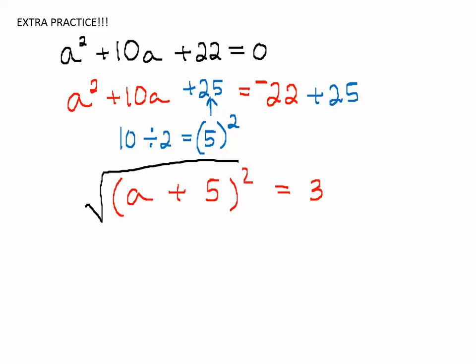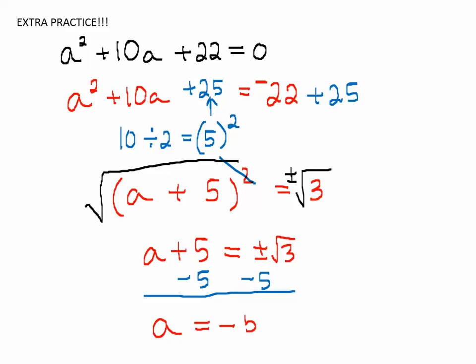Alright, so take a square root of both sides, plus or minus there, cancel that off. A plus 5 is equal to plus or minus square root of 3. Subtracting 5 from both sides, hopefully this is what you guys got. A is equal to negative 5 plus or minus root 3.